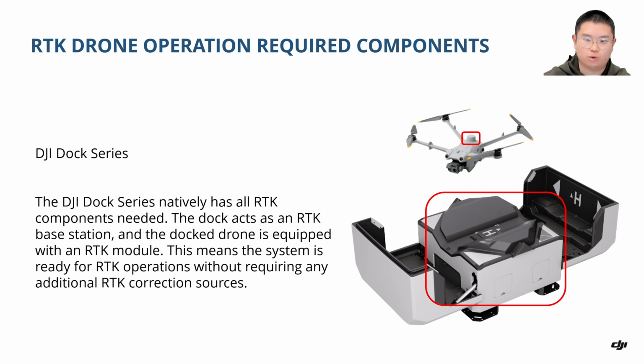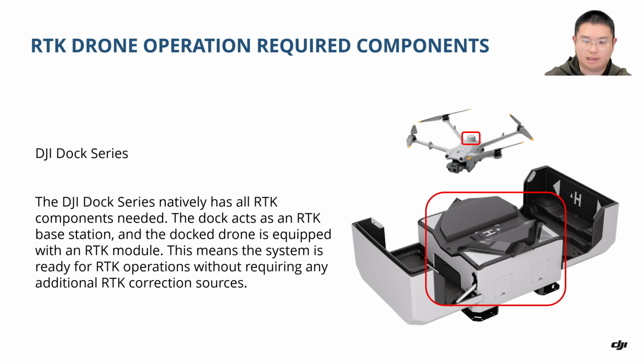In addition to Enterprise drones, it's worth mentioning that the DJI Dock series also features an RTK-ready system. The dock itself acts as an RTK base station, and the drone inside is equipped with an RTK module, which includes a built-in RTK antenna. Once the dock is configured and set up, all data captured from the dock drone is accurate to the centimeter level.